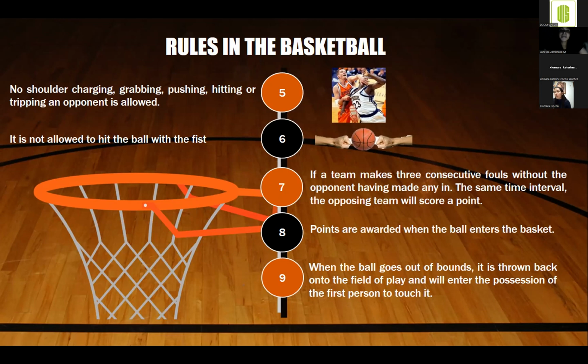7, if a team made 3 consecutive, having made any in the same time interval, the opposing team will score a point. 8, points are awarded when the ball enters the basket, and 9, when the ball goes out on a bounce, it is thrown back into the field of play and will enter the possession of the person who touches it.